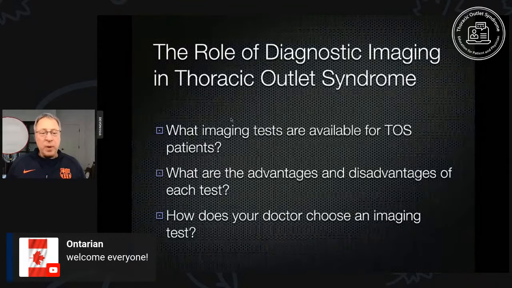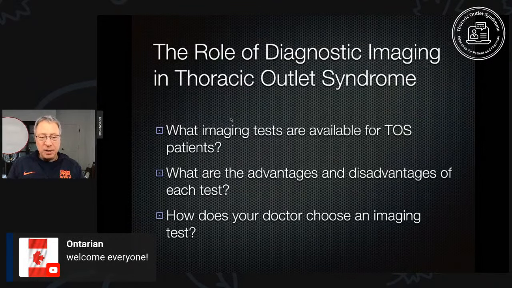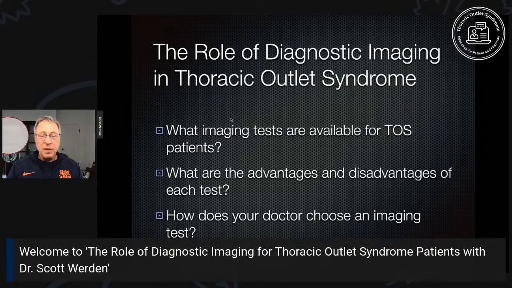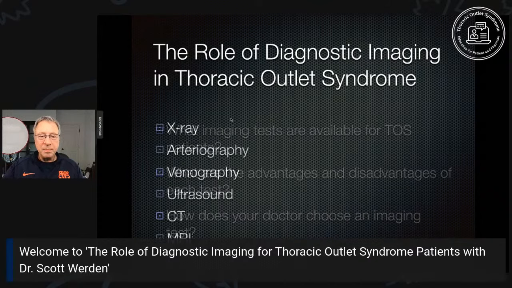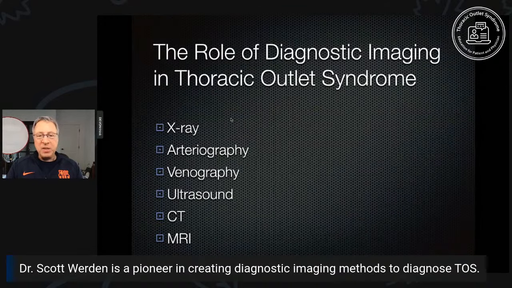Here are three basic questions we're going to ask and try to answer. What imaging tests are available for TOS patients? What are the advantages and disadvantages of each test? And how would your doctor or you choose an imaging test if you think you have thoracic outlet syndrome? Here are the basic modalities we're going to look at: X-rays, arteriography, venography, ultrasound, CAT scan or CT, and MRI.